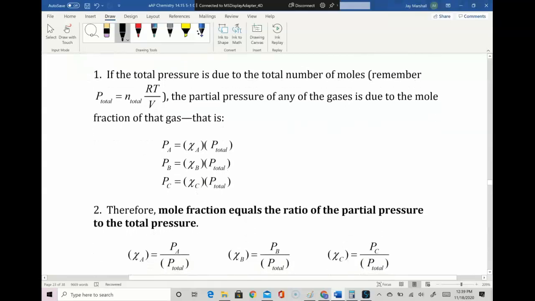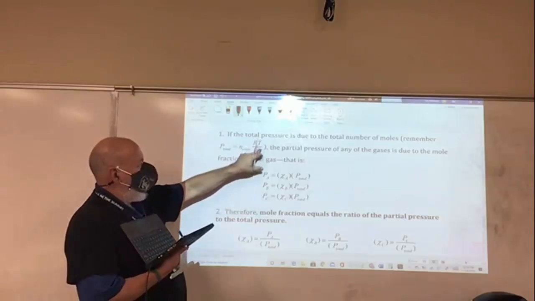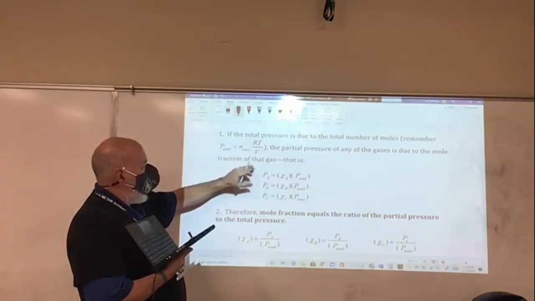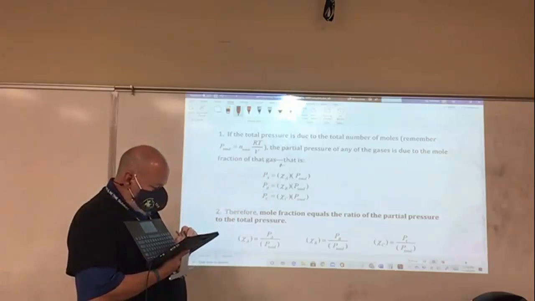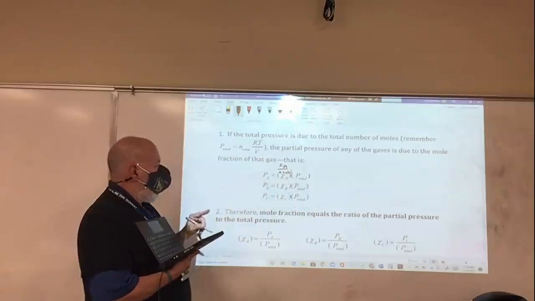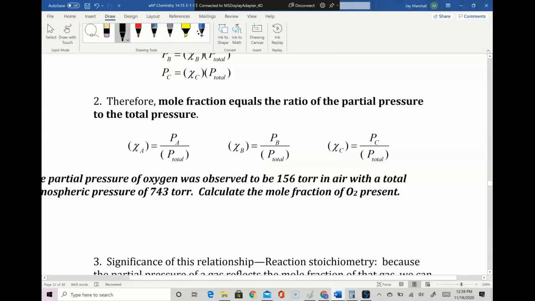And so we could say that if the total pressure equals the total number of moles of gas times RT, the partial pressure is due to the mole fraction of that gas. And I can say that because these things are going to be constant, right? If I say that the pressure is due to the partial number of moles, I could say that whatever that mole fraction is, N_A over N total, if I multiply that times the total pressure, I should get the partial pressure. Okay? So this leads us to another relationship that's important. The mole fraction, in other words, N_A over N total, is the same thing as the ratio of the partial pressures.